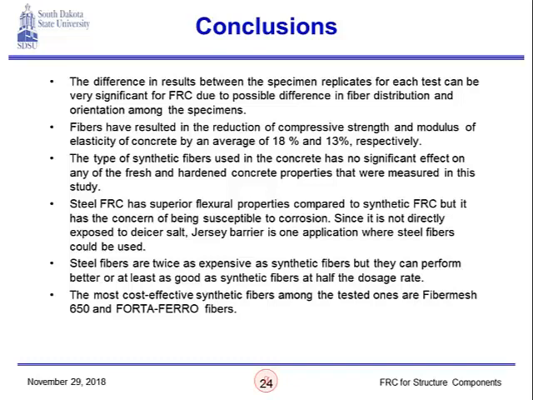The first conclusion is something that I didn't really show in this presentation, but something that we noticed in the specimen replicates. The difference in results between the specimen replicates for each test can be very significant for FRC, due to possible differences in fiber distribution and orientation among specimens. So for each specific mix, for example, the average residual strength property, we have 5 different replicates, 5 different samples. We usually average them, and that would be the value that we actually report. The values reported here in this presentation or in the report are averaged over all replicates.